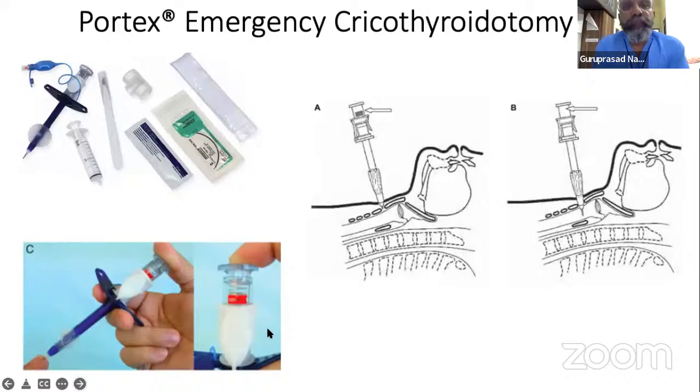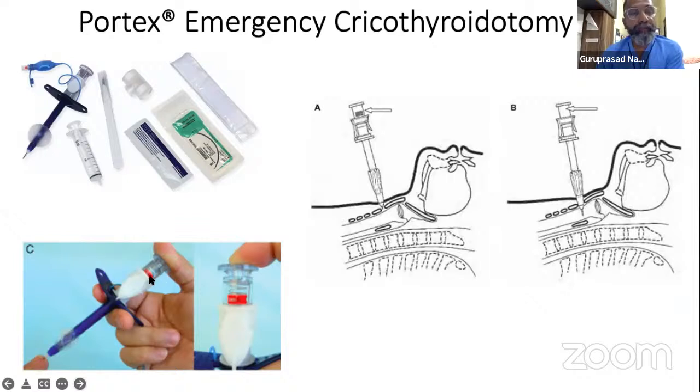So next is a Portex patented emergency cricothyrotomy set. This has a bit of a different technique to secure the airway. In the kit you get a knife blade, a syringe, a jelly, and this patented cricothyrotomy set. The trocar of this set is somewhat similar to the Veress needle we use during laparoscopic surgery to do pneumoperitoneum. Whenever it hits against resistance, you see this red indicator coming out.